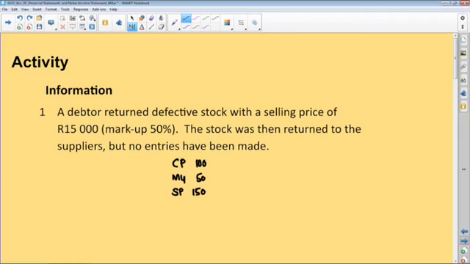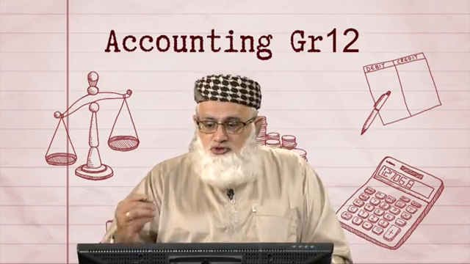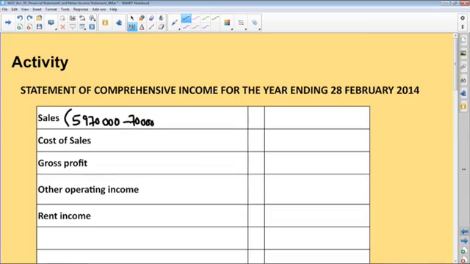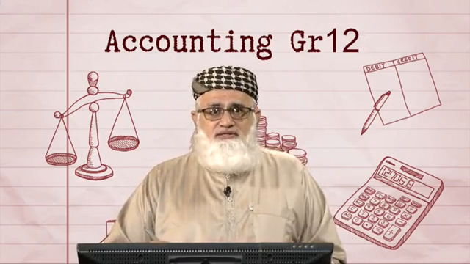What do I want to determine? Firstly, the selling price of the stock was 15,000 Rand. The contra entry for that one is, yes, a debit to debtors allowances and a credit to debtors control. This means, therefore, that I now need to go back here and say minus 15,000, which was my further debtors allowances, isn't it? But at the same time, because there was a physical return of goods, I also have to adjust the cost of sales.